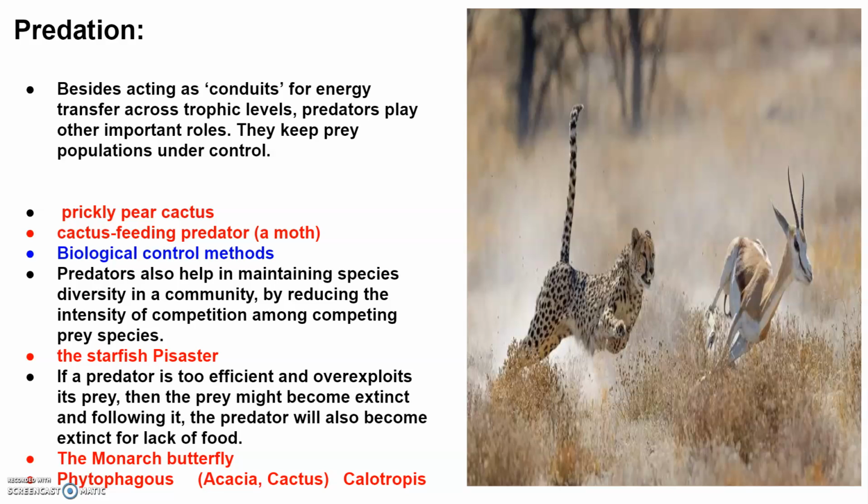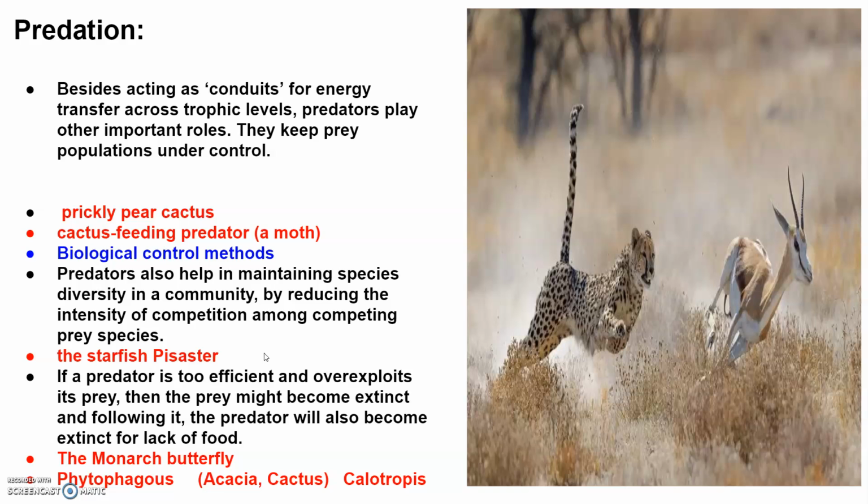Predators also help in maintaining species diversity in a community by reducing the intensity of competition among competing prey species. Now, in the rocky intertidal communities of the American Pacific coast, the starfish Pisaster is an important predator. In the field experiment, when all the starfish were removed from an enclosed intertidal area, more than 10 species of invertebrates became extinct within a year because of interspecific competition.